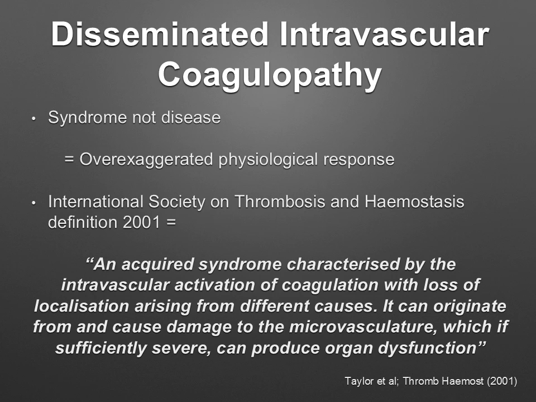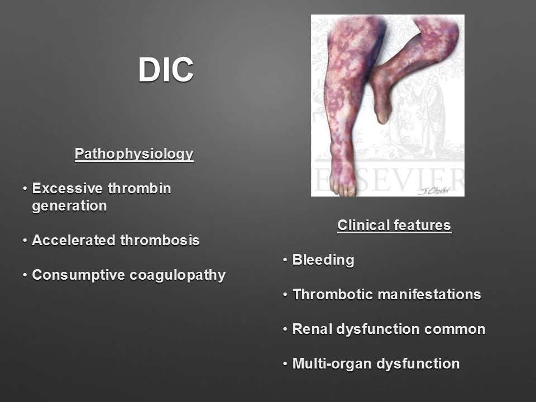DIC is an over-exaggerated physiological response, and I think this definition provided by the International Society on Thrombosis and Hemostasis gives a really nice summary of it. So it's an acquired syndrome characterized by the intravascular activation of coagulation with loss of localization arising from different causes. It can originate from and cause damage to the microvasculature, which, if sufficiently severe, can produce organ dysfunction. And if you've seen this, you will know exactly what I mean by organ dysfunction.